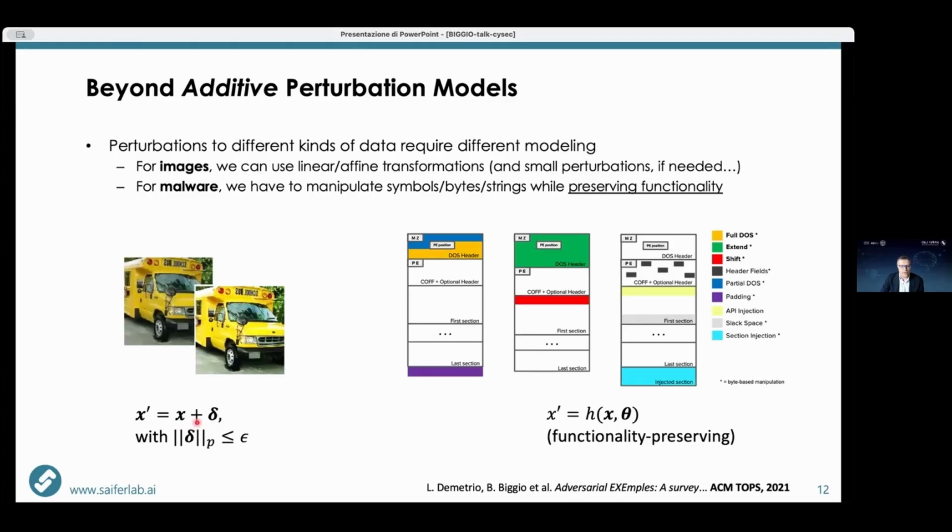In most cases, we cannot just apply an additive perturbation delta, so we cannot do the original image x plus some perturbation. But in the case of malware, for example, adding bytes to the original program in the sense of the plus operation doesn't make much sense. So you need to find other types of transformations and optimize over these different transformations.